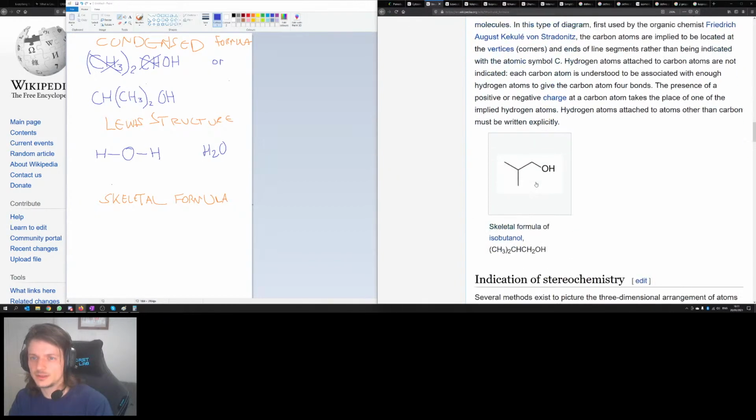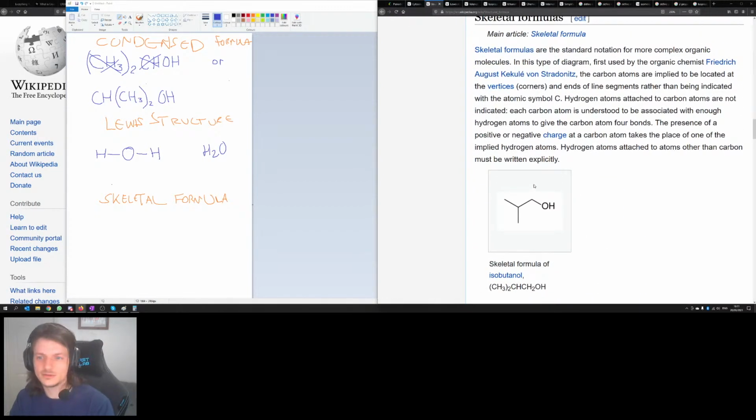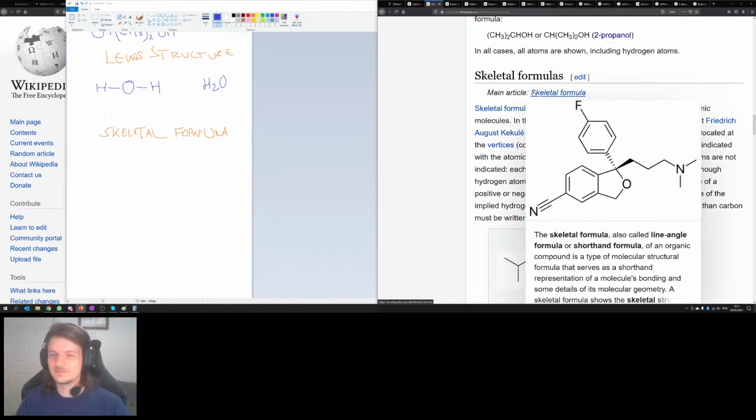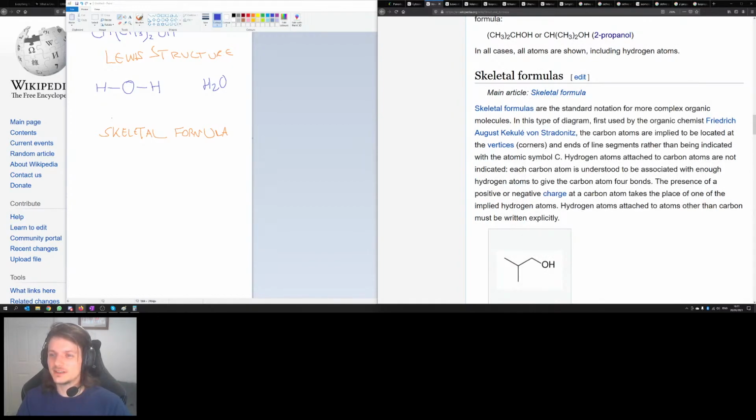Let me just continue. Skeletal formulas. Let's draw one of these. Okay, too much for now. Skeletal formulas are the standard notation for more complex organic molecules. In this type of diagram, first used by the organic chemist, this guy, the carbon atoms are implied to be located at the vertices. They're implied.